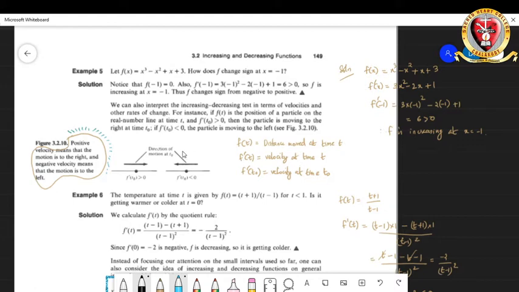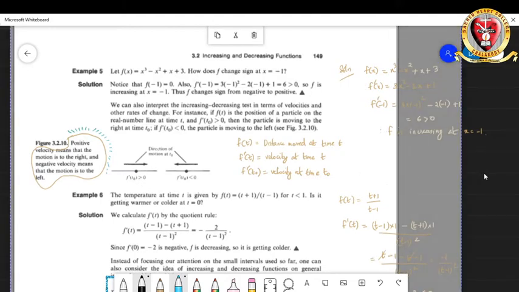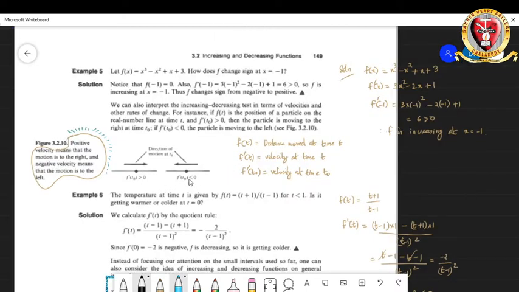If f dash of t0 at a particular point t0 is strictly greater than 0, we can say that the velocity is in the right direction. And if f dash of t0 is strictly less than 0, we can say that the velocity has the left direction. Note that velocity is a vector quantity, right? It has a magnitude as well as direction. So the direction can be defined like this when we calculate f dash of t and see whether it is less than 0 or greater than 0.